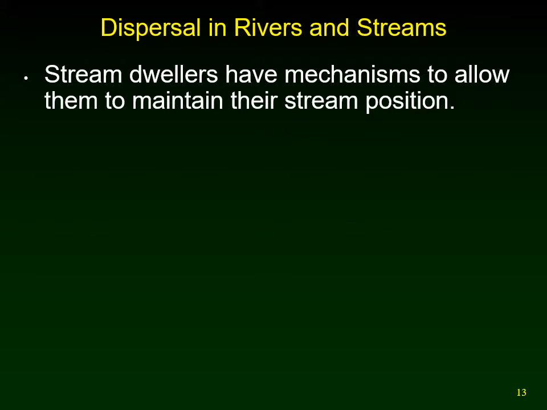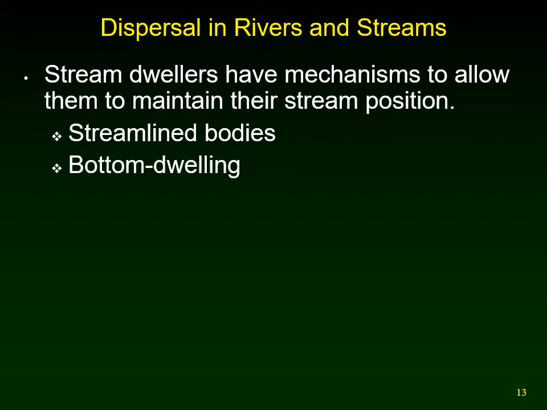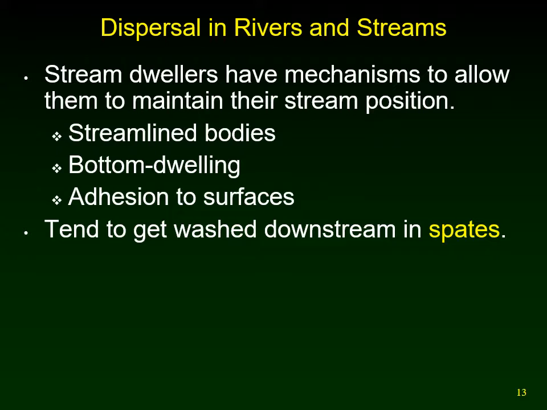Things can also disperse fairly rapidly in water, and one way is through rivers and streams. Stream dwellers have mechanisms to allow them to maintain their stream position. They can have streamlined bodies, they can be bottom dwelling, and they can stick to surfaces. They tend to get washed downstream in what are called spates, which is maybe a flood that comes through and washes down a larger number of particular organisms than would normally be moved down.